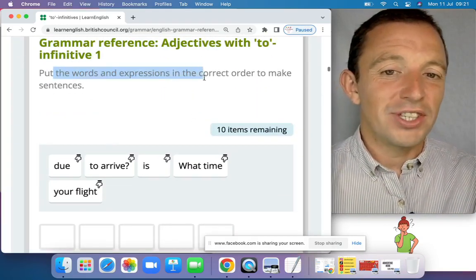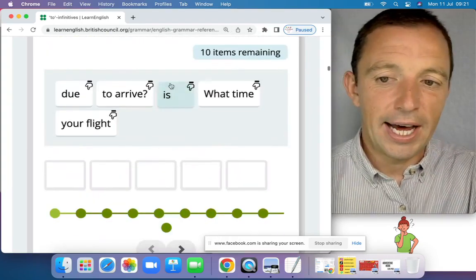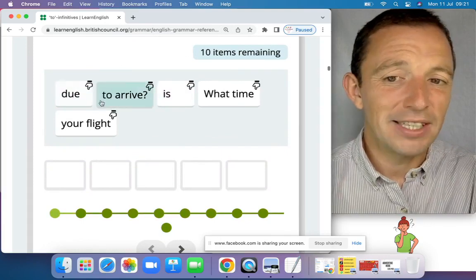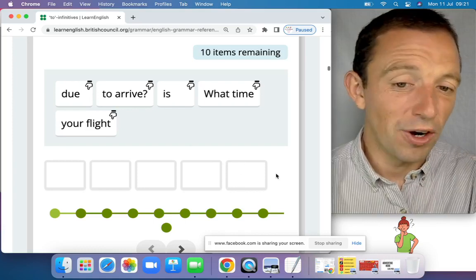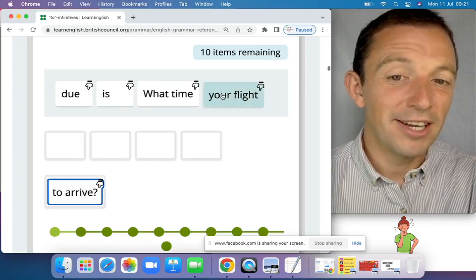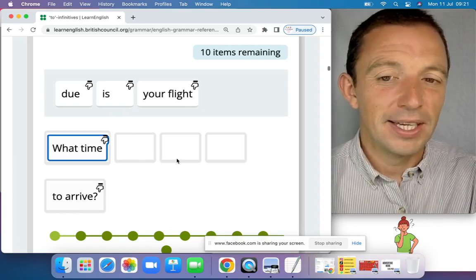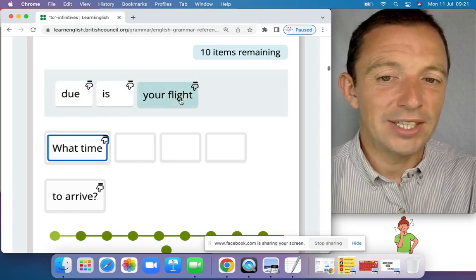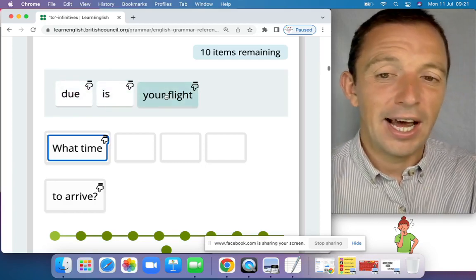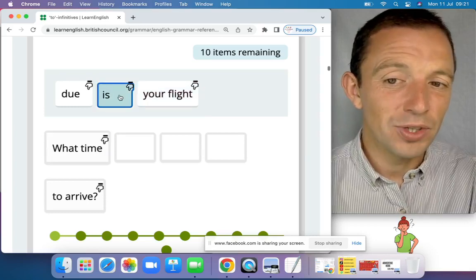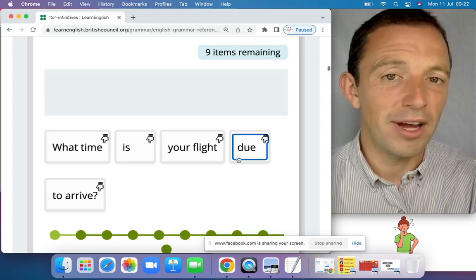Put the words and expressions in the correct order to make sentences. Okay, and due, remember due is expected. The verb to arrive is what time your flight. So the last word is the punctuation, to arrive. The first word is what time. What do you think? What time? Due is your flight. Due is the adjective. It's typically after the verb to be, and your flight is the object. So the verb is: what time is your flight due to arrive.